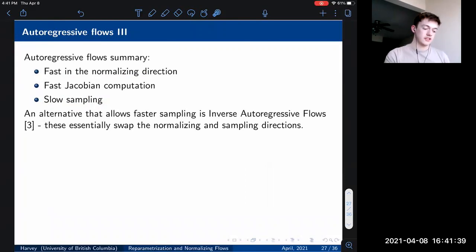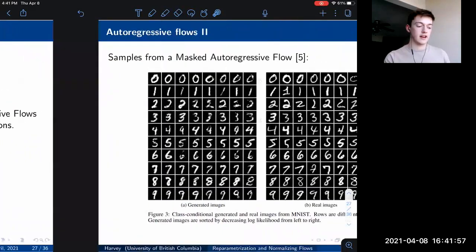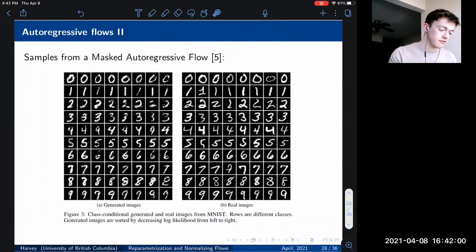An alternative is called inverse autoregressive flows, and essentially this just inverts the function so that now you get it to be slow in the normalizing direction, but fast for sampling. And here we just show some samples from an autoregressive flow, to put in some kind of picture to see that these normalizing flows can actually model somewhat complex probability distributions, at least as complex as MNIST. And so they can generate images. They actually don't look quite as good as the real images, but there we go.